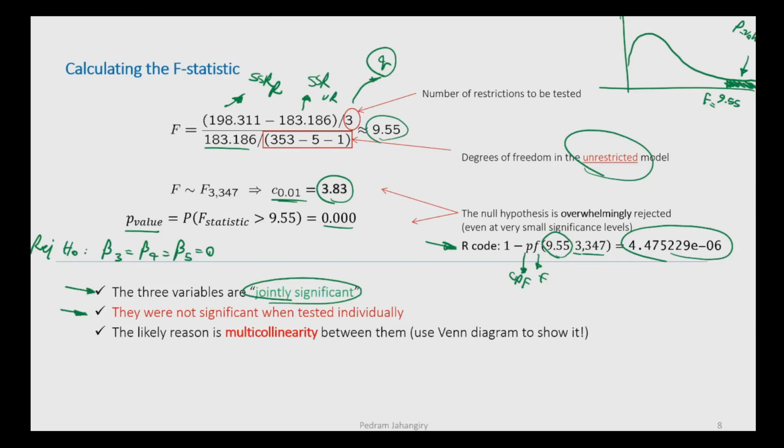The conclusion is that even though those performance measures are not individually significant, I will keep them in the model, because they have a lot to say when they're explaining some variation in the model collectively, right? So why do you think that's the case? The likely reason is multicollinearity between them. We are going to use a Venn diagram and show what's going on here. Actually, let me do it on the board.